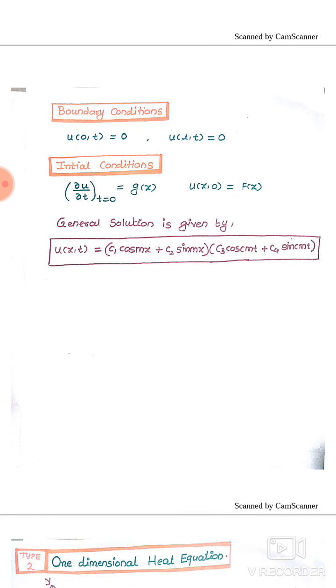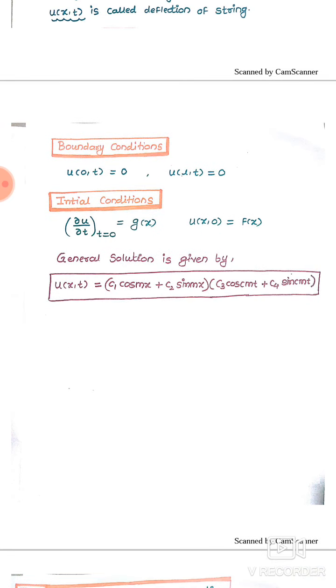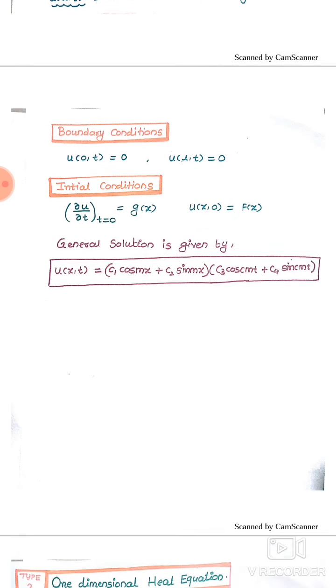The general solution, that means deflection of string, is given by (c1 cos mx plus c2 sin mx) into (c3 cos cmt plus c4 sin cmt). This is the general solution to solve the wave equation. Students, try to remember this general solution. Our task is to find the values of c1, c2, c3 and c4, and then you will get the deflection of string. So this is type number 1.